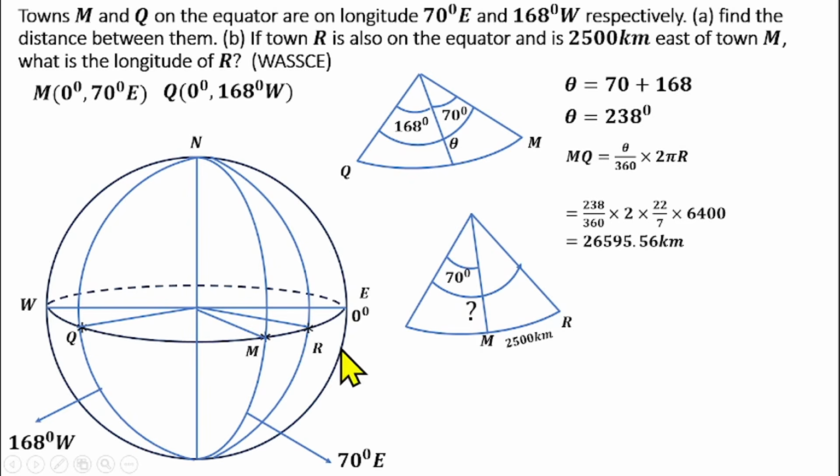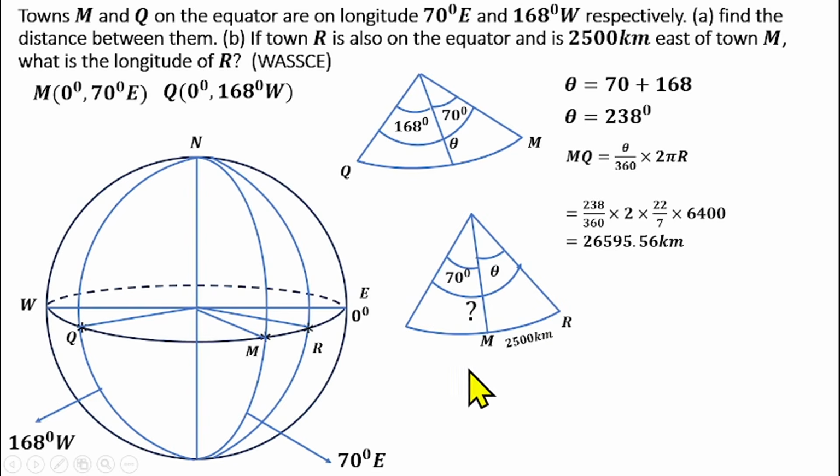Then we can find the angular distance between point M and R, which is this angle here, theta. If we can find this angle theta, the angular distance between point M and R, then we'll be able to know the whole angle that represents the longitude of R. Do you understand that? Because we are given the distance between them, which is 2,500 kilometers, you can use that to find the angular distance between them. Having known that, we can now find the longitude of R, which is the angle from this origin to this point here.